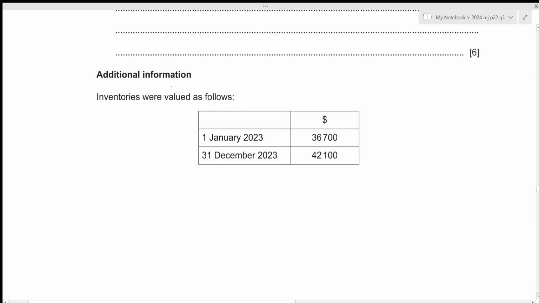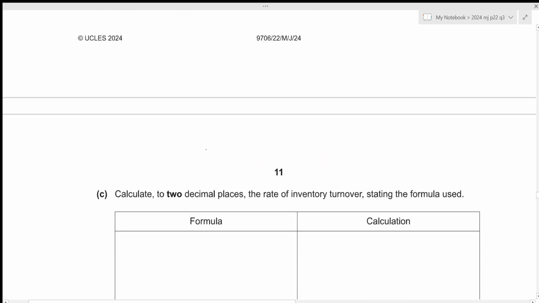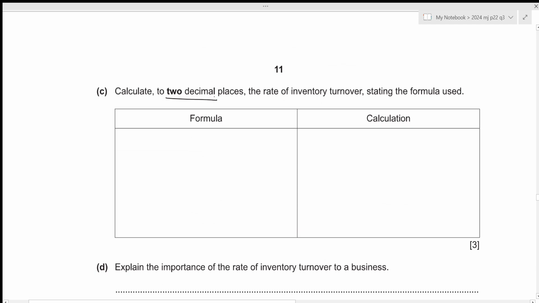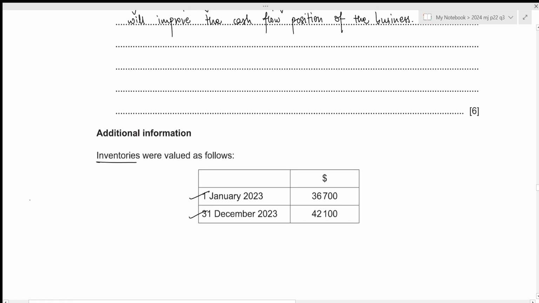We have been given the additional information regarding inventories at the opening date and at the closing date. We need to calculate to 2 decimal places the rate of inventory turnover, stating the formula used. So the formula that will be used in order to calculate the rate of inventory turnover is cost of sales divided by average inventory. So for the cost of sales, this is just going to be opening inventory plus purchases minus closing inventory.